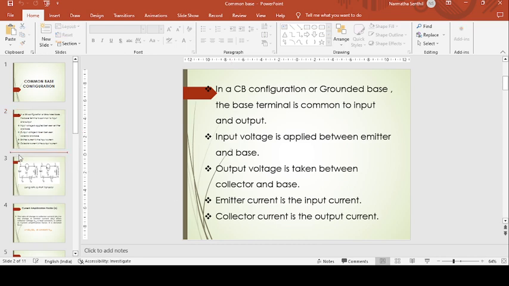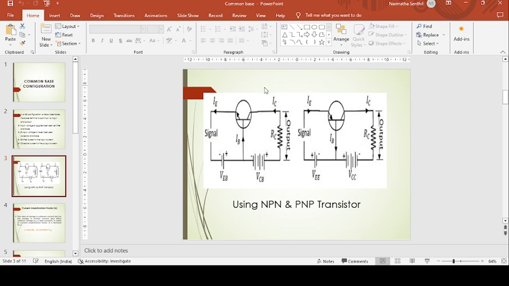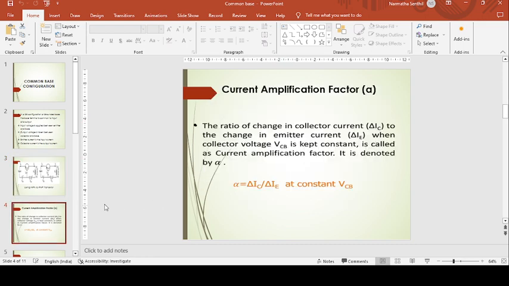And this is the circuit diagram for common base configuration. This is the NPN configuration and this is the PNP configuration. See the arrow mark. When the arrow mark is outward, the transistor is called the NPN transistor, and when the arrow mark is inward, it is called the PNP transistor. Here the base terminal is common to both input as well as output in both NPN and PNP configurations. This is the input emitter terminal and the collector terminal is used for the output.